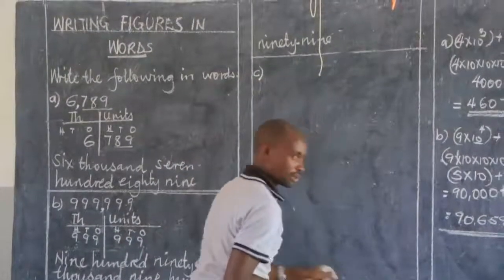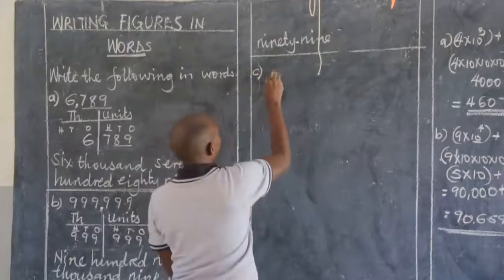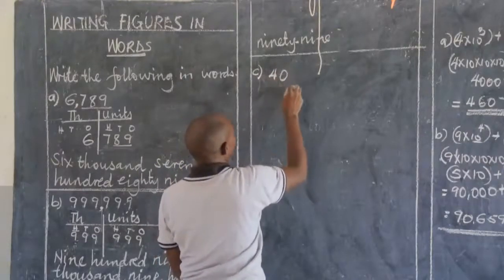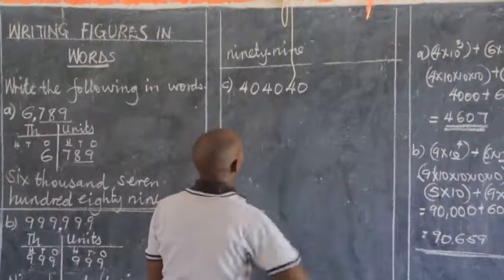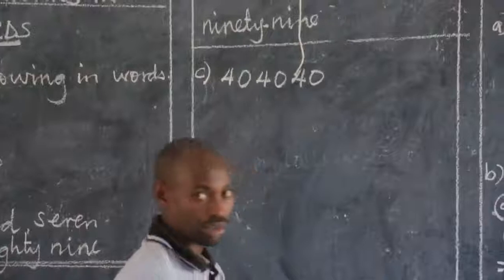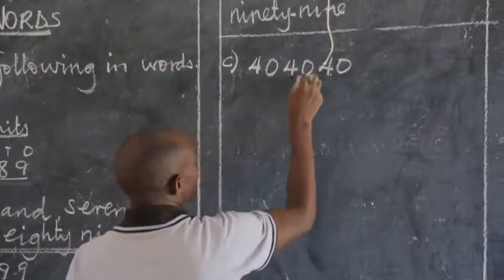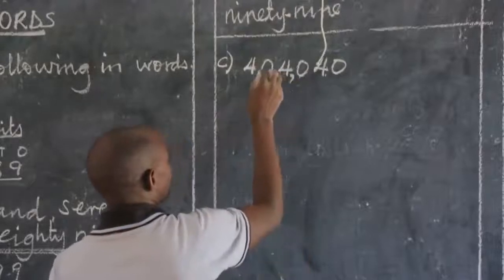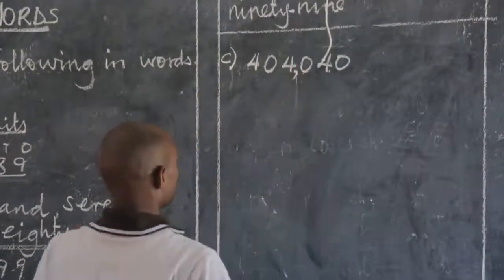Have another example? Yes, my friend, give me another example. Yes, you're saying 4, 0, 4, 0, 4, 0. Wow, that's great. So we are going to put commas. Told you, you count 3. 1, 2, 3, you put a comma. 1, 2, 3, don't have a digit here. So we are going to divide from here.